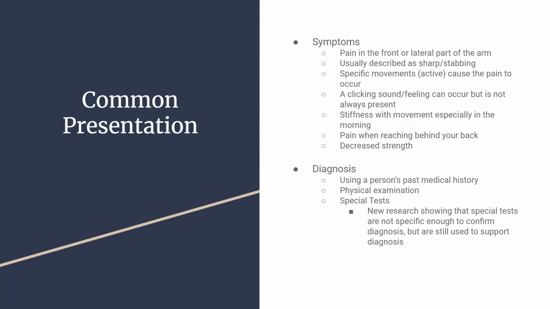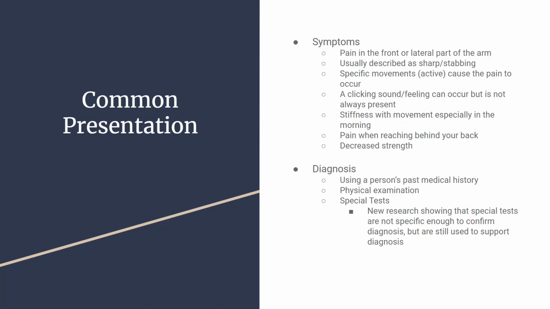To diagnose this, we're going to use a person's past medical history. What have they done recently? What are some of the signs? When did it start? A physical examination, which also is going to look at thoracic mobility, the thoracic spine just in general. What do the rest of the musculature of the shoulder girdle, what does that look like?